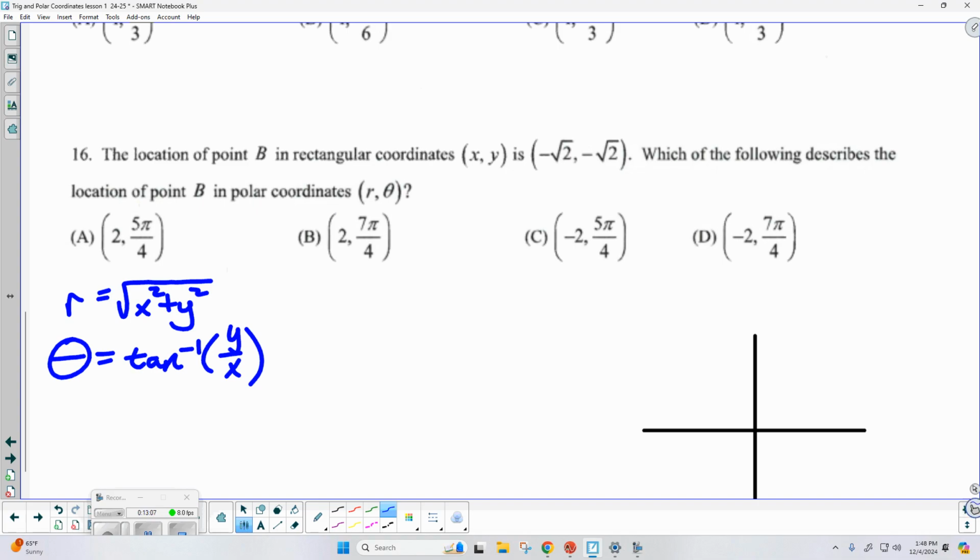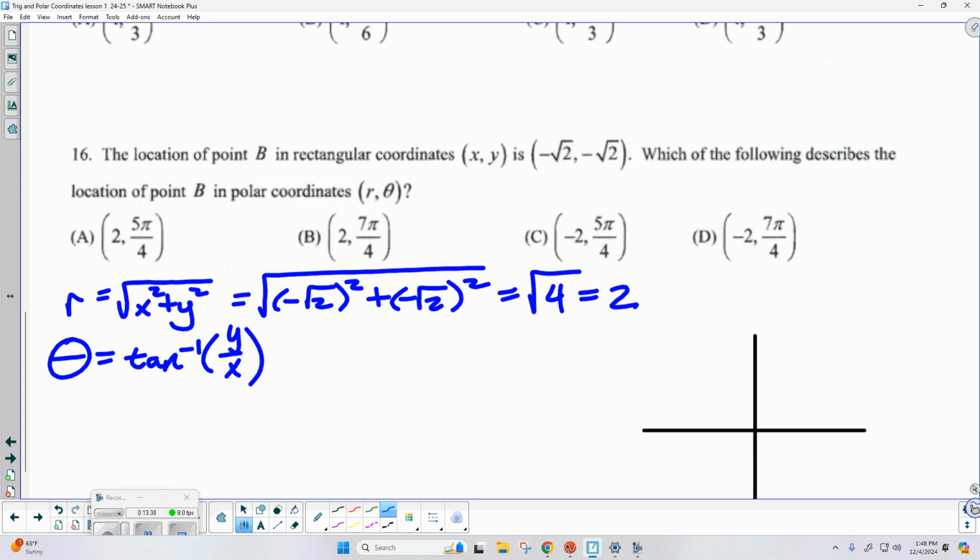Okay. Well, for finding the radius, that's going to be pretty quick. It's just substitution. So the x, a negative root 2 squared, plus the y, a negative root 2 squared. All of this is below the radical. Okay. So what is a negative root 2 squared? Oh, 2. There we go. So 2 plus 2, this is going to give me square root of 4. So my radius is 2. So we got half of what we need.